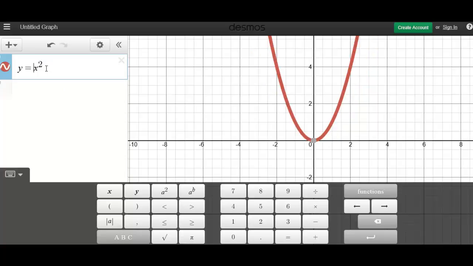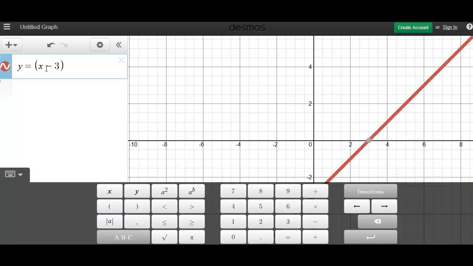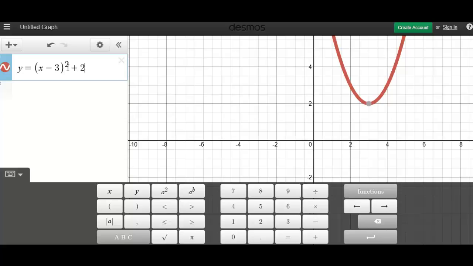Let's say x minus 3, and that's x minus 3. I want to put a squared on it because if I don't put a squared, then it's not a parabola. And let's put a, I don't know, a plus 2 on the end. There's the parabola. Look at that.